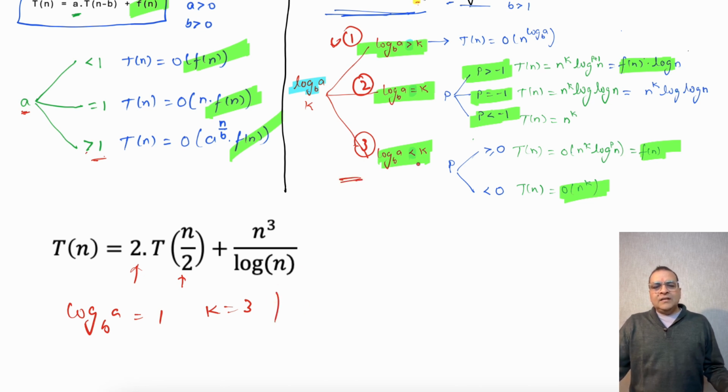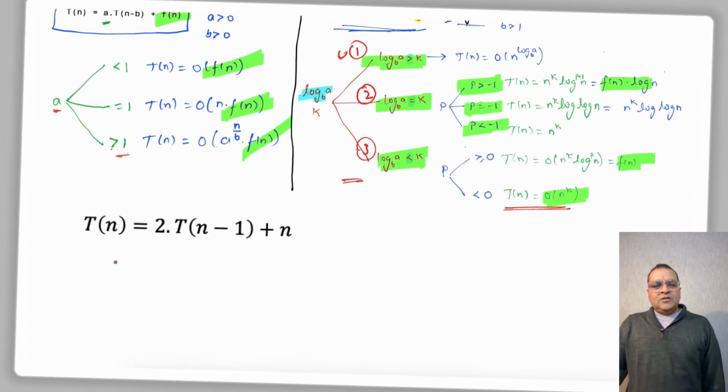So in the third case, we find the value of p in the function. Because log n is coming in the denominator, therefore the value of p is minus 1. And if the value of p is minus 1, then Tn is equal to big O of n raised to the power k, which means that we will ignore the logarithmic component. In this case, Tn will be big O of n raised to the power 3.